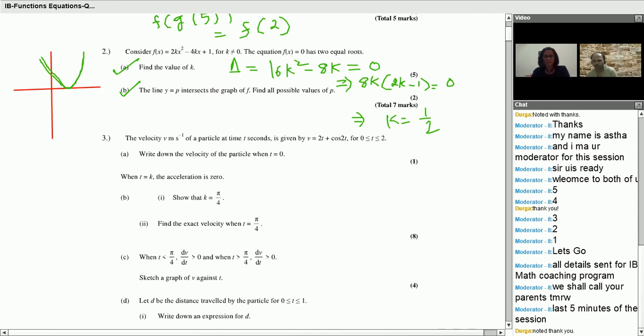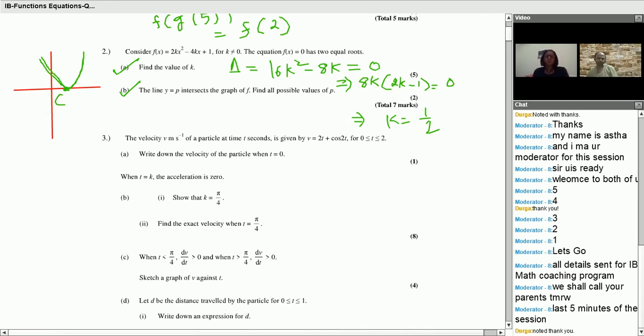Okay. Now the thing is y equals p intersects the graph, find all possible values of p. If we somehow get the coordinates of the turning point, you can see that below this turning point, the vertex, if we draw any horizontal line, it won't intersect the graph. But once we draw the horizontal line through the turning point, and if we go above, it will start to intersect the graph. So what would be the equation of that horizontal line which touches the turning point?